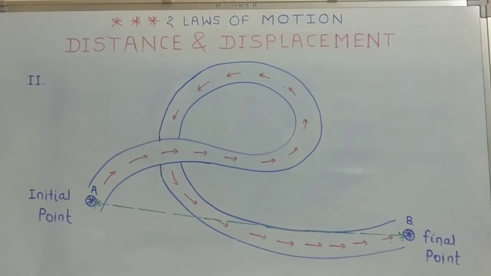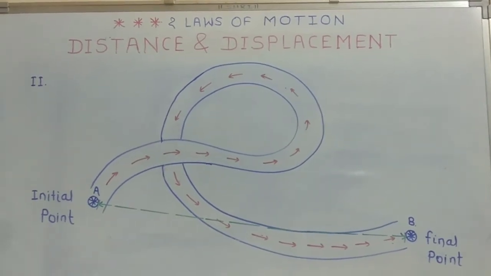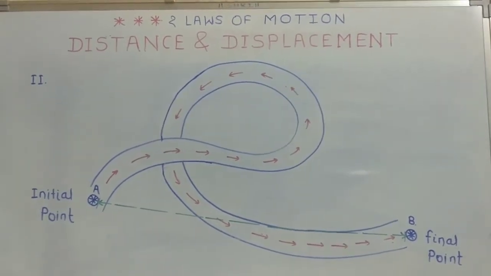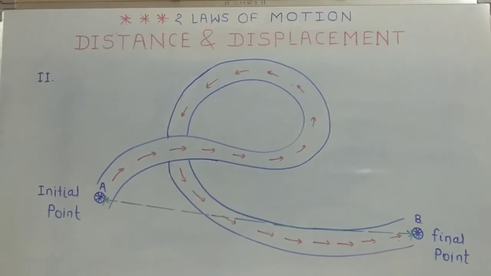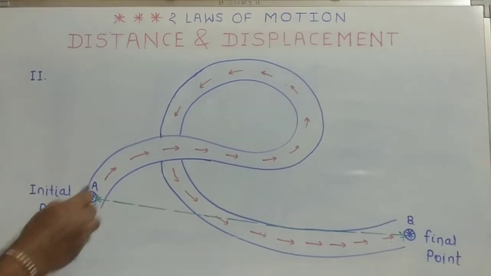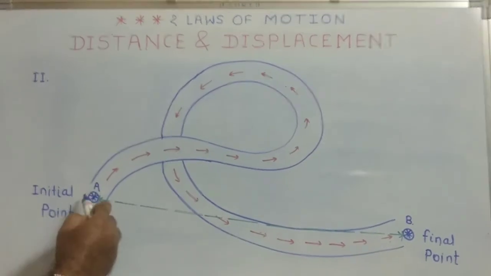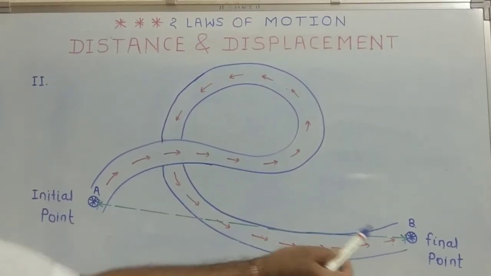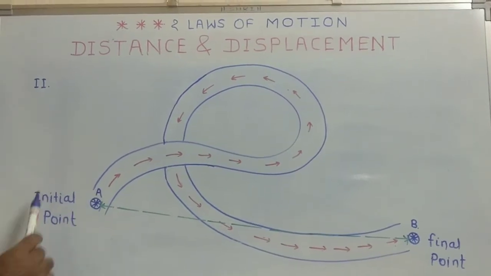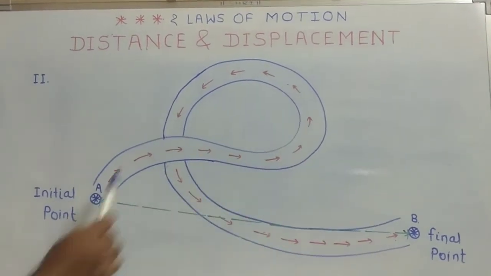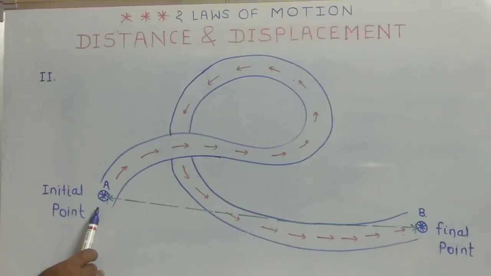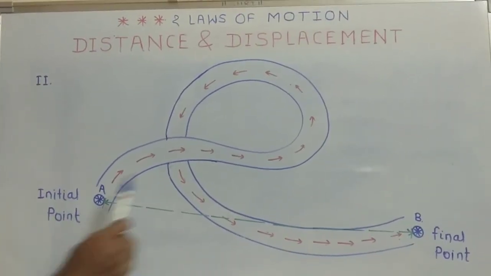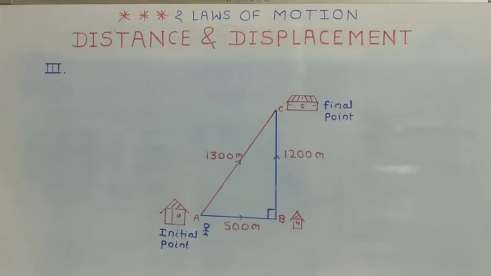Now, here we observe that the car has covered its distance via two paths. This is one path and this is the second path. But this distance AB is the minimum distance between the initial point and final point, and therefore we call it the displacement.